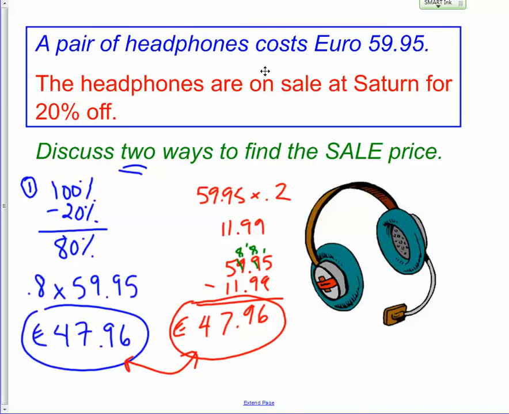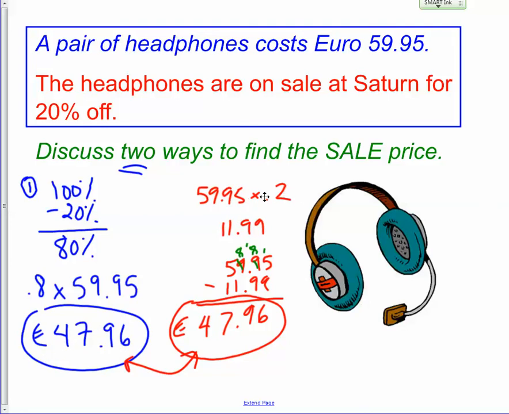All right, another problem. In Saturn, their headphones right now are on sale for 20% off. In your groups, you discussed 2 ways to find the sale price. So the fastest way, you guys said, is to just subtract. If you're going to save 20%, take off 20%, you're going to pay 80%. And this is faster because you can do this in your head. And then it's just 0.8 times 59.95. So you're going to pay 47 euro 96 cents.